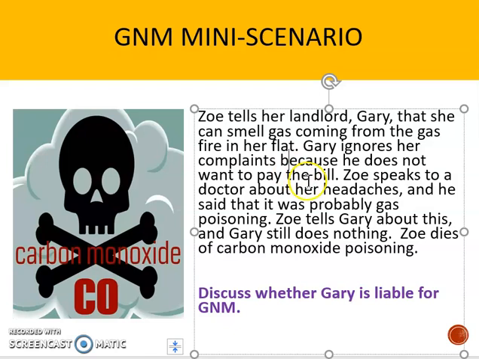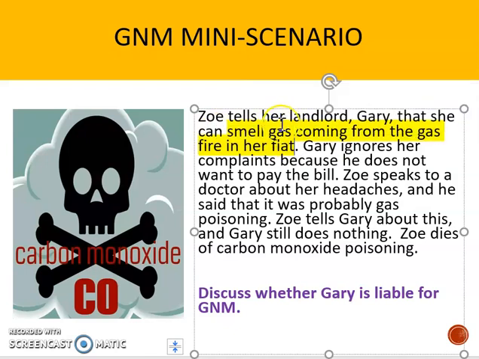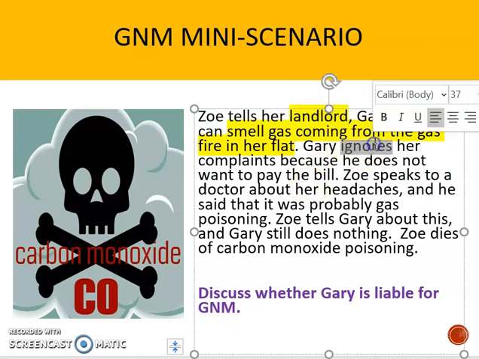And as we would in the exam, we'll highlight the key issues as they arise. So Zoe's told her landlord that she can smell gas coming from the gas fire in her flat. So I'm going to highlight that because that's telling us she can smell the gas, which is dangerous. It's a flat. He's her landlord, so I'm going to highlight that as well. Gary ignores her complaints. So I'm going to highlight ignores because that's telling me he's done an omission here. He has failed to act.